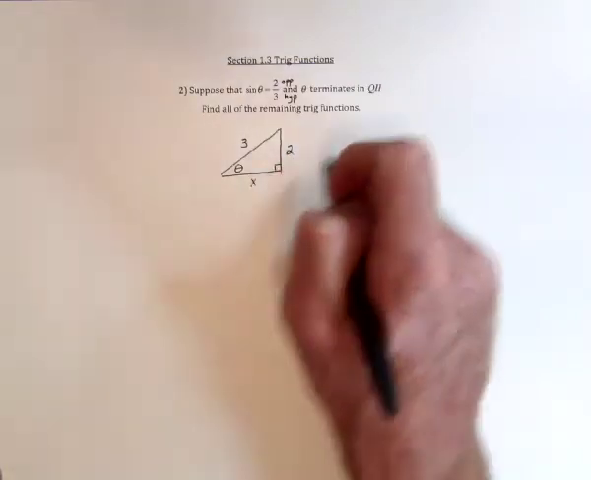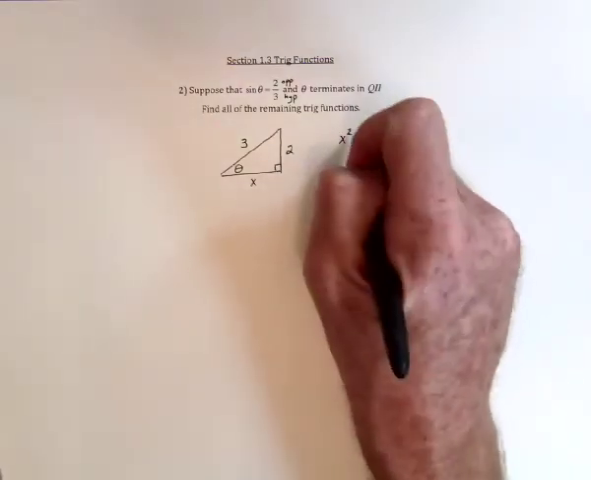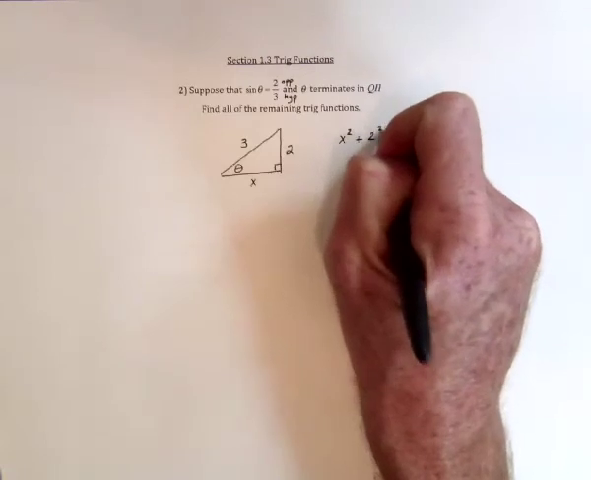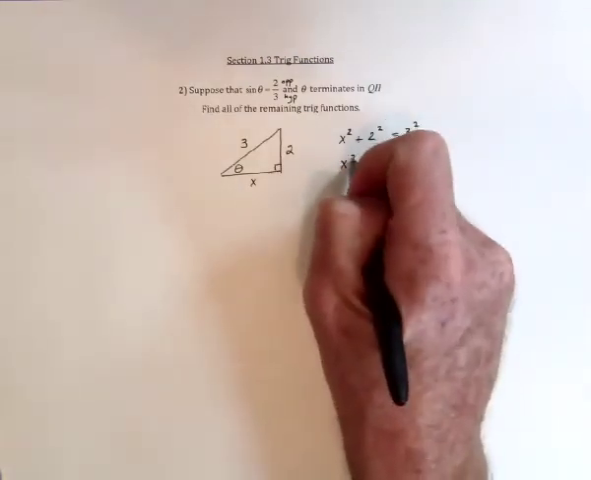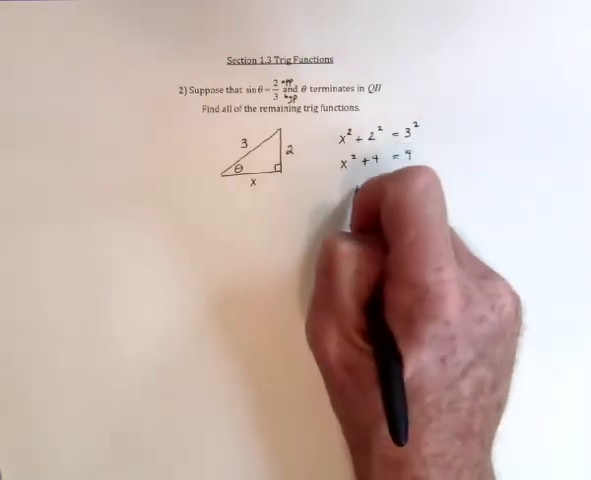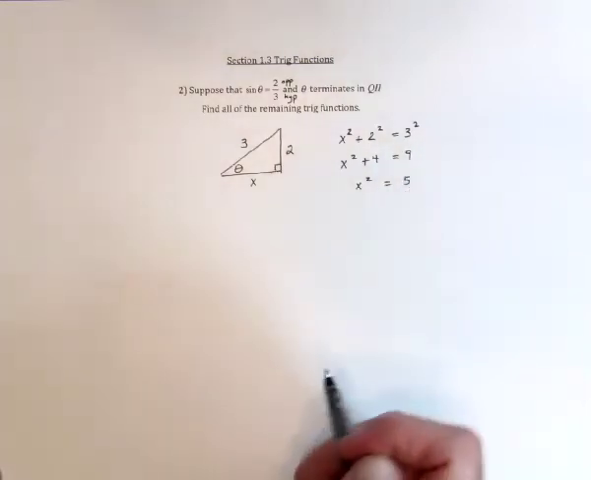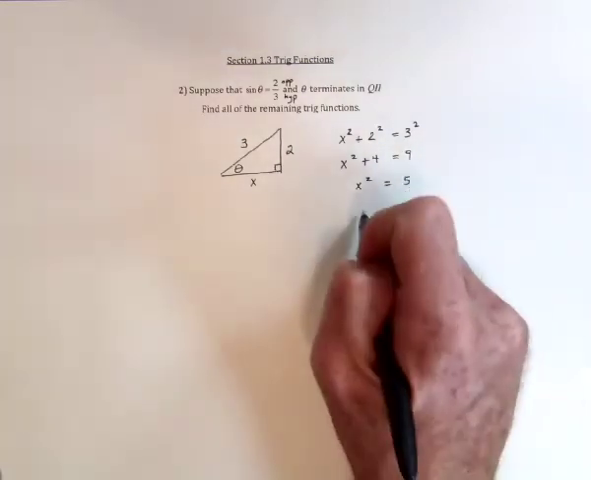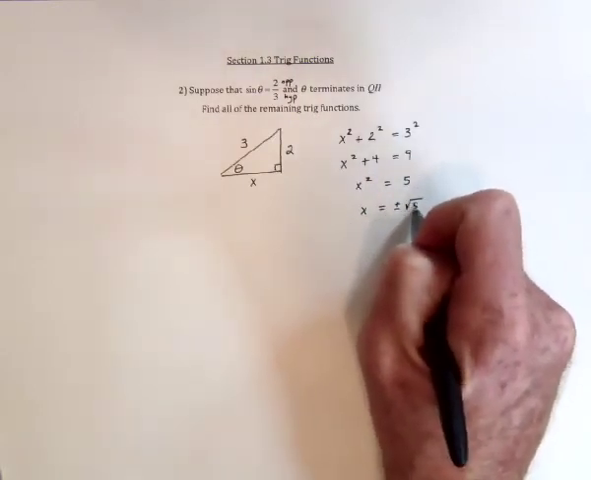We can then use the Pythagorean theorem to find out what's this missing side, x. So x squared plus 2 squared is equal to 3 squared. x squared plus 4 is equal to 9. And then subtract 4 to get that x squared is equal to 5. And then take the square root of both sides: plus or minus the square root of 5.